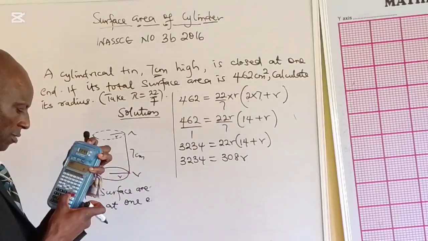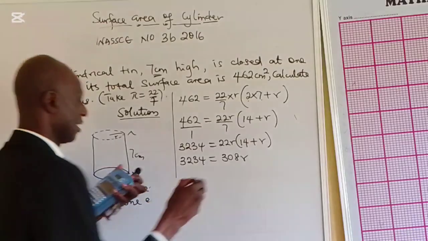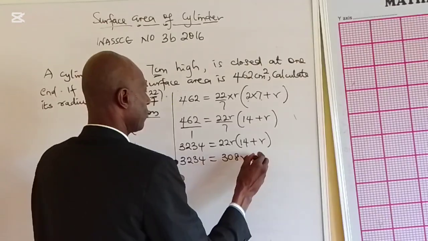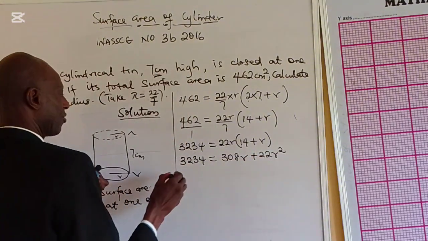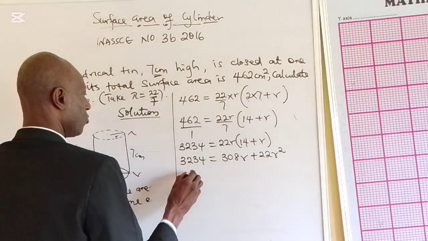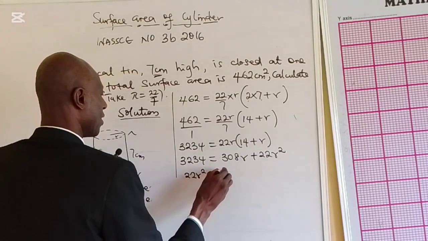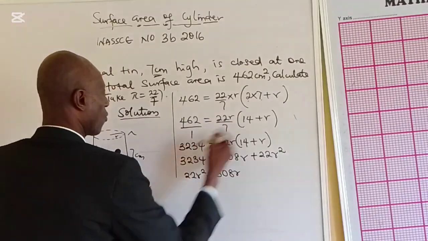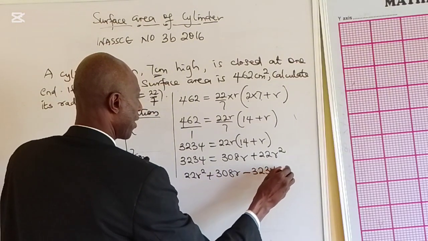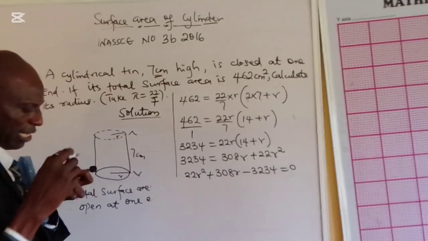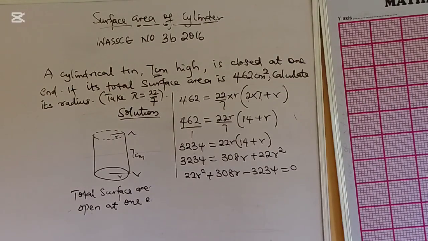22 times 14 gives us 308r. 22 times r gives us 22r squared. So let us rearrange. 22r squared plus 308r, when it crosses over it will become minus 3234 is equal to 0. It's now becoming a quadratic equation. So let us divide.